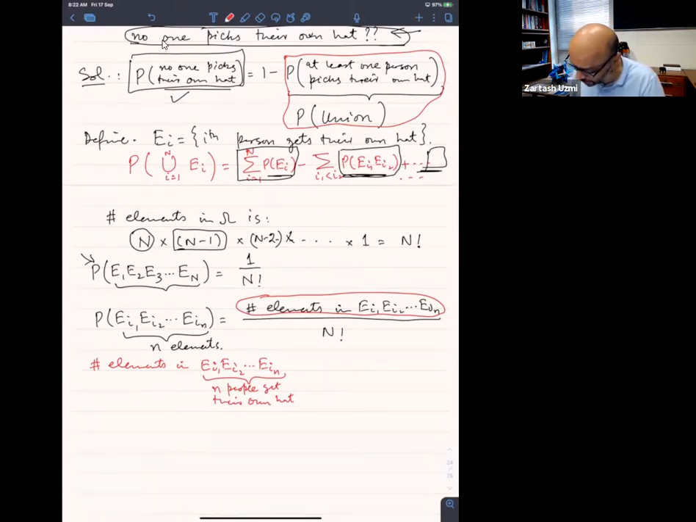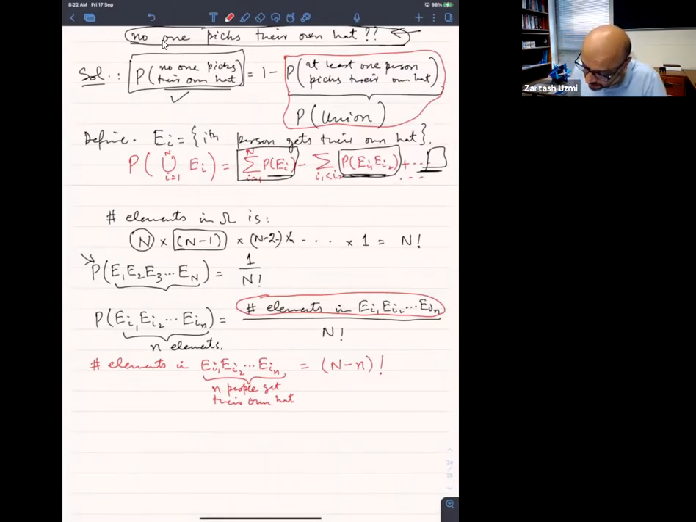How many ways these guys will get their own head? There is only one way that all of these guys will get their own head. But what about the rest of the guys? The rest of the guys कितने रह गए हैं? Capital N minus n रह गए हैं. They may get their own head or they may get somebody else's head. How many ways? That would be n minus n factorial. बिल्कुल उसी तरह. ये कैसे n minus n factorial आया है?